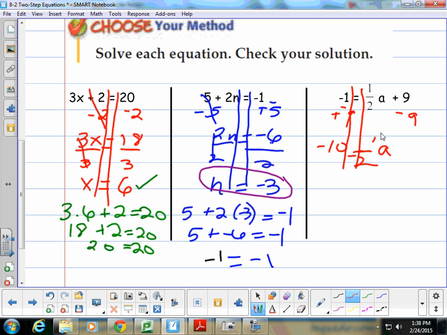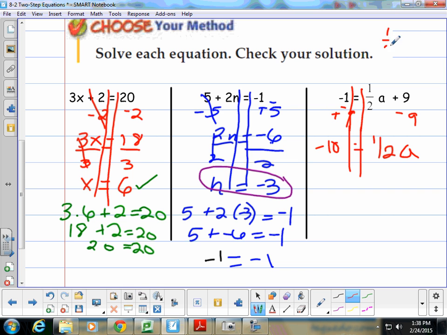To undo multiplying by 1/2, you could divide by 1/2, which is the same as multiplying by the reciprocal of 2 over 1. I'm going to show this. This is getting a little bit messy for me. I'm going to rewrite this part. So we had negative 10 is equal to that 1/2 times a.